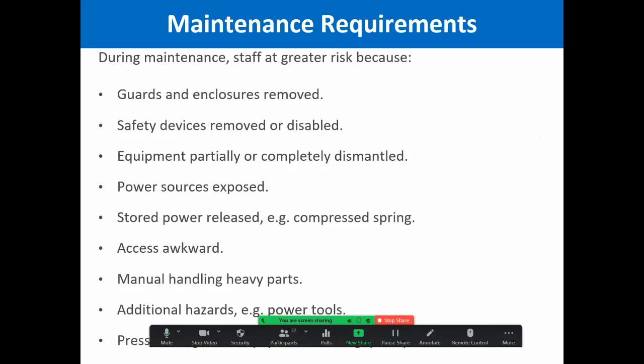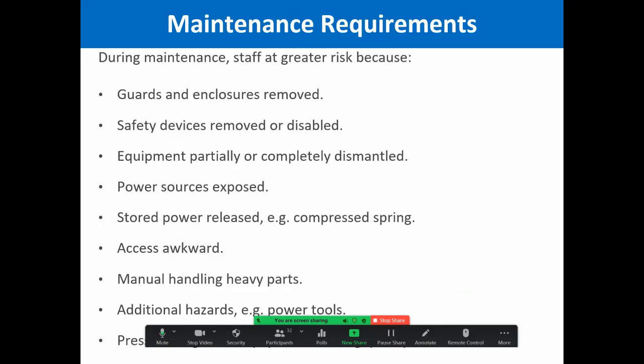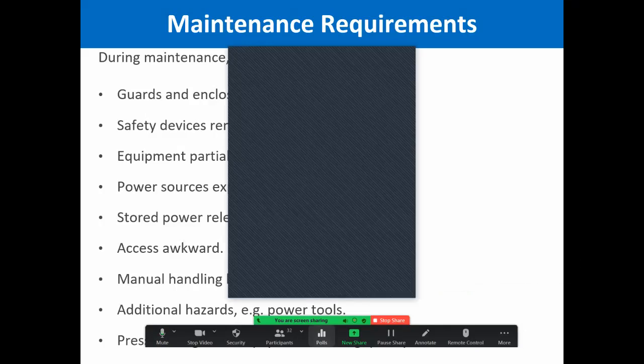Equipment is partially or completely dismantled, power sources are exposed, stored power is released. For example, a compressed spring might be released. The access to the equipment might be awkward. Manual handling of heavy parts can increase the risk. Additional hazards would be there in the form of electricity, and there would be pressure to get the equipment back up and running as well. So maintenance is a very high risk activity because of these reasons.